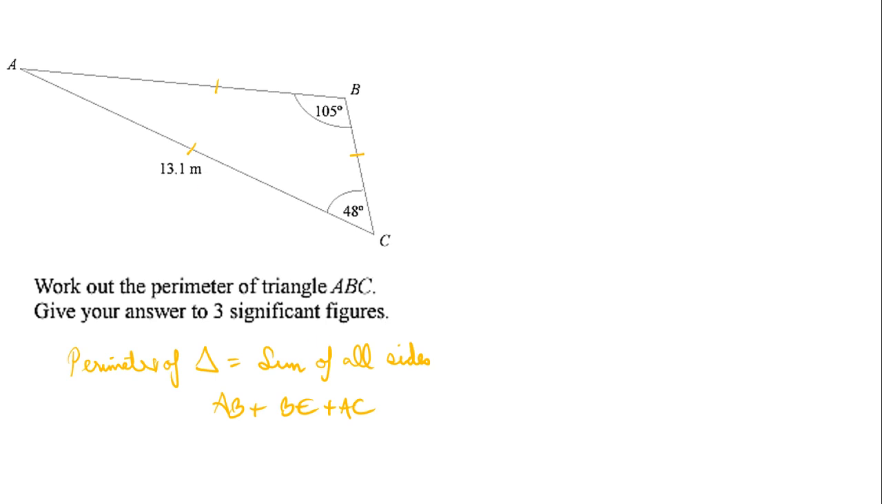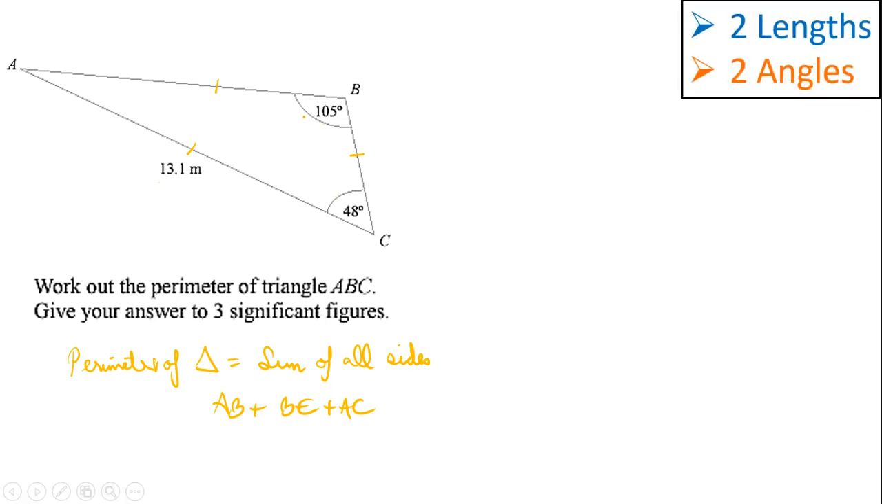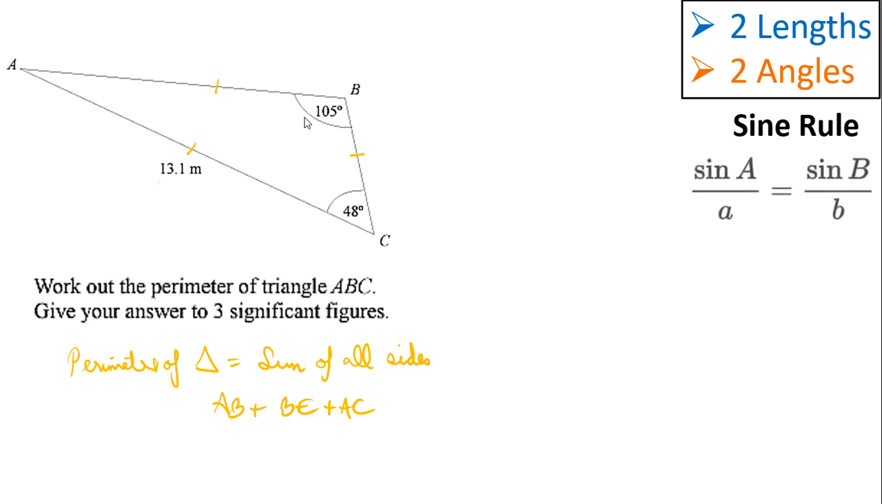Now for that, first thing is that I have one of the sides, but I do not have the other two, which means I've got to find both of them. And as you can see, I have two angles available and one side, so one side is available and two sides are missing. If I consider two lengths and two angles, that means I'm going to be using the sine rule, and the sine rule says sine capital A over small a equals sine capital B over small b.